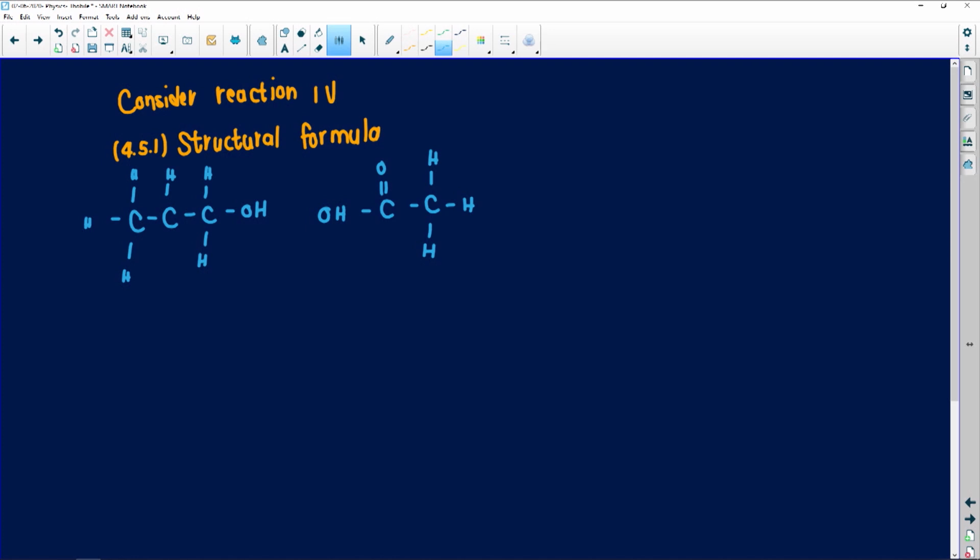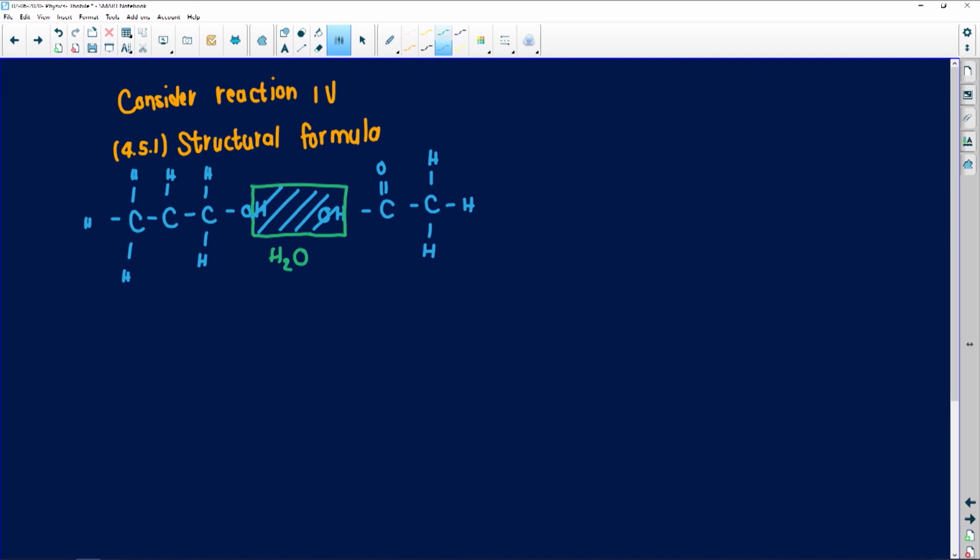Now we need to consider and draw the structural formula. Remember what we said, esterification must form an ester. If this is your alcohol with the OH, you lose the H. From the carboxylic acid, you lose the OH. Now we know if I've got H and OH, I've got 2 hydrogens, and there we go, my water is produced. Now I'm going to take all of this away, and I'm going to rejoin these two together.